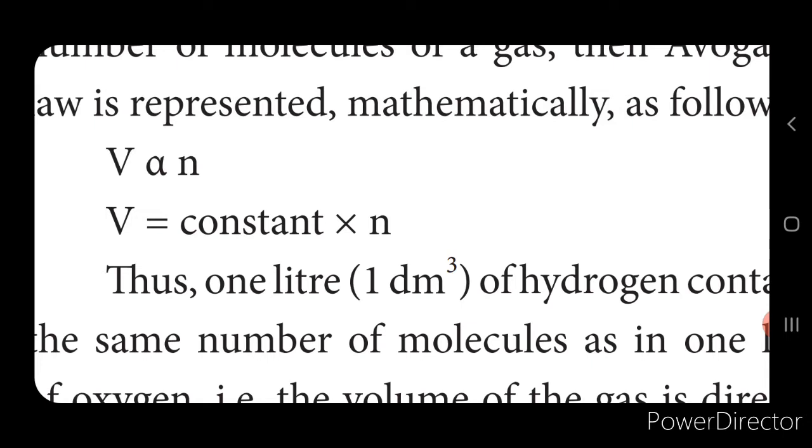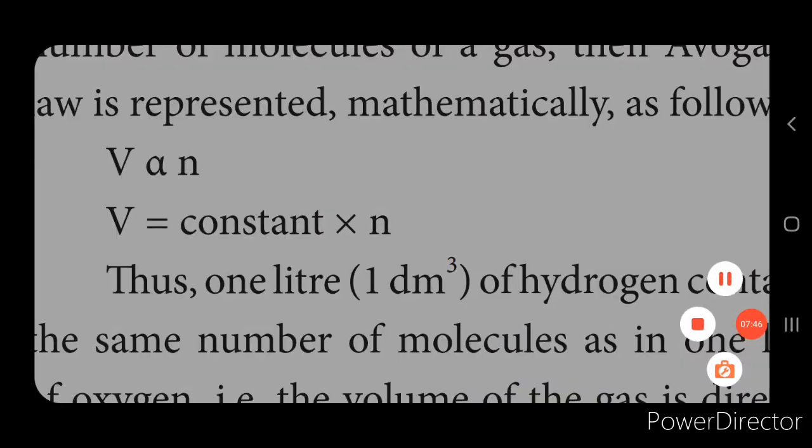So equal volumes of all the gases under similar conditions of temperature and pressure contain an equal number of molecules, where V is the volume of the gas and N is the number of molecules. So V is equal to constant into N is Avogadro's law.